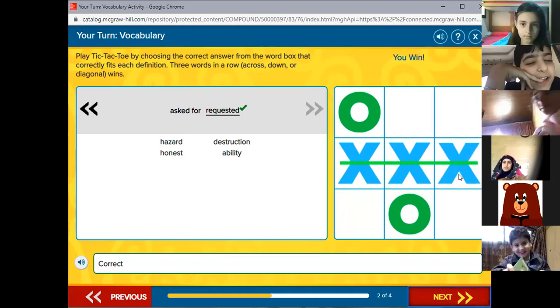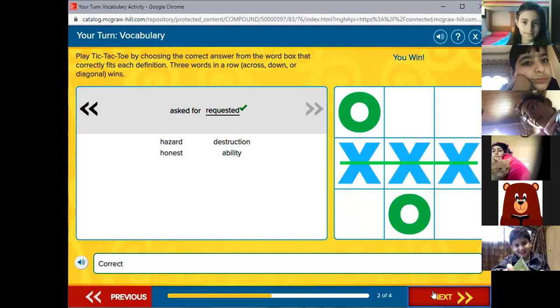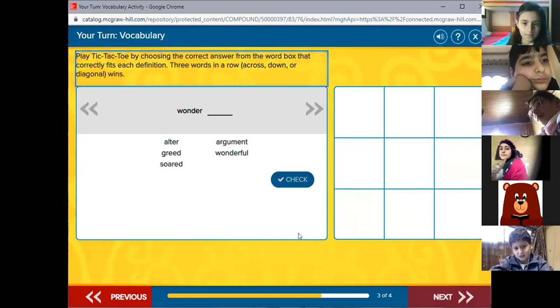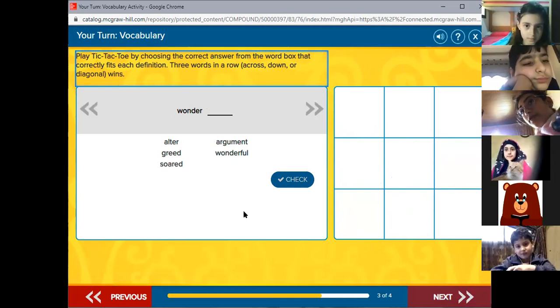What are you playing? Miss, why aren't we controlling the O2? Like it's against the computer, Abbas. Okay, yalla, this is our next round. Yalla Rida, try not to win, so we can solve as many questions as we can.